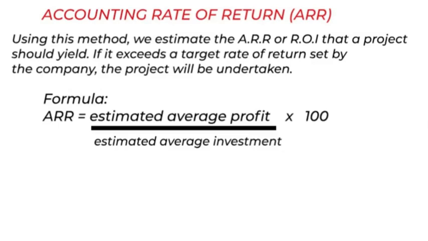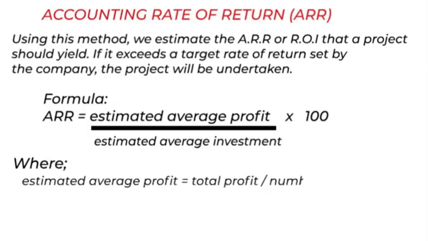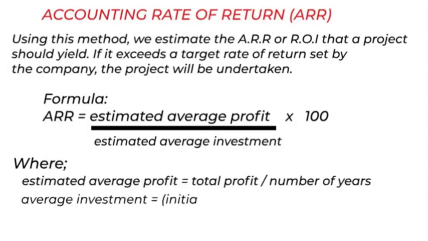The formula for calculating the ARR is given as estimated average profit divided by estimated average investment times 100. And estimated average profit is given as estimated total profit divided by number of years, while average investment is given as initial investment plus salvage value divided by 2.